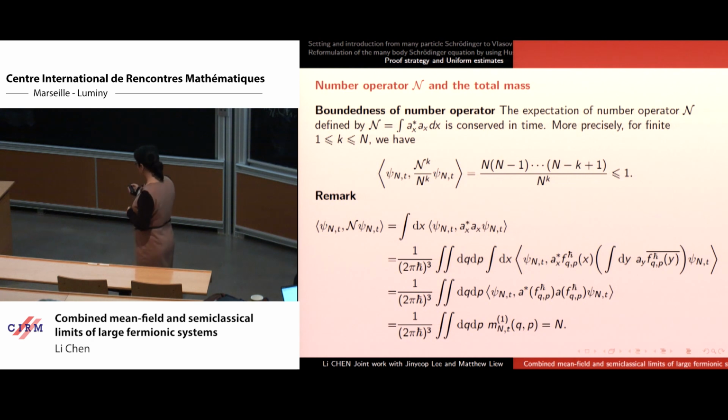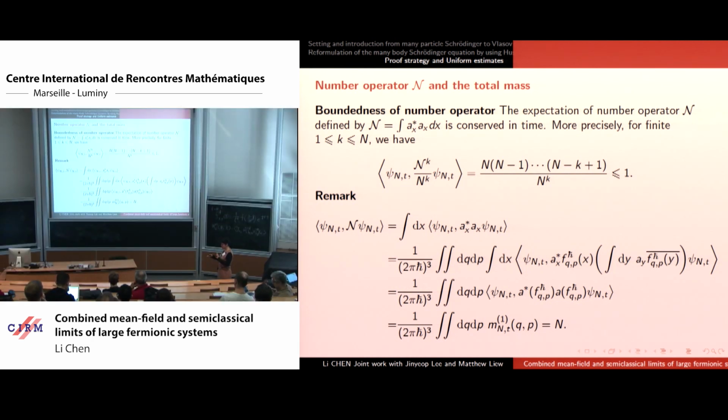But a remark is that the expectation of the number operator is exactly the total mass of the Husimi measure multiplied by a constant N. There you can use the nice property of this projection defined by the coherent state. I'm not going to go line by line. So this tells you it's like the conservation of mass for the Schrödinger equation.